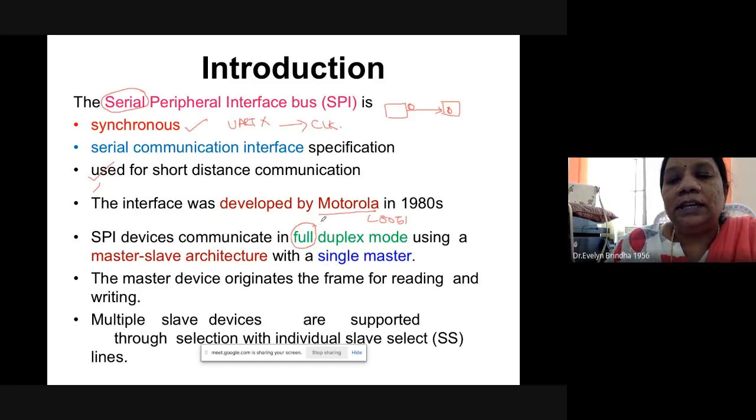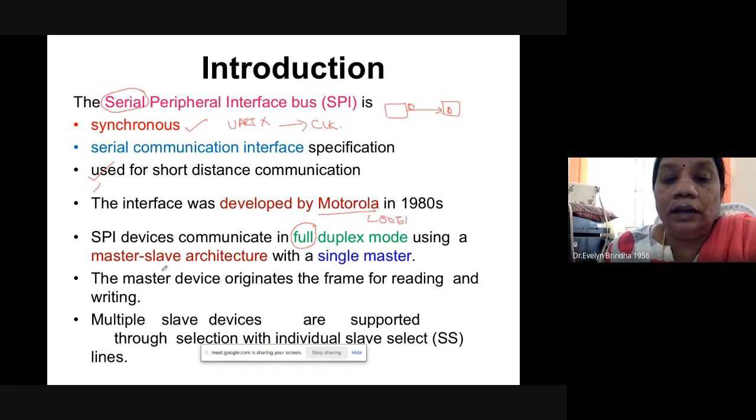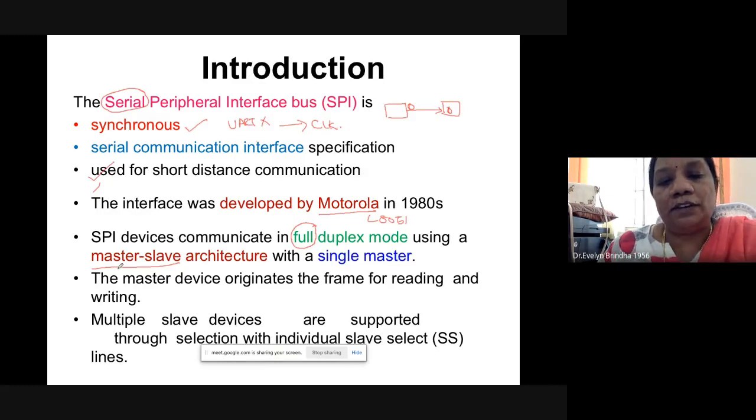Which means the sender can send and at the same time it can also receive. So this is a full duplex mode of transmission. And there is a very special architecture in SPI, which is called master-slave architecture. If you don't understand right now, leave it for a later stage. When I explain the whole thing, you will understand. Just remember the name of the architecture in SPI is master-slave. From the name itself, you would have guessed there will be one master and some slaves. That is the architecture on which SPI functions.